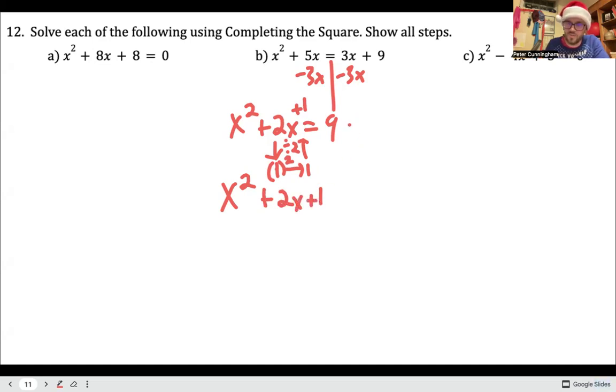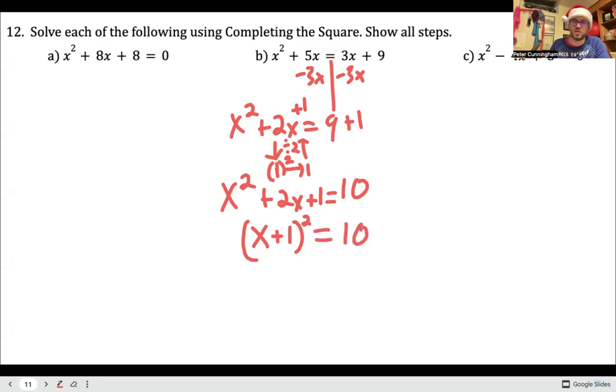This is the thing I forgot to do last time I did this problem. Add 1 to the other side to have 10. Okay, cool. So now we can write this in factored form. x plus 1 squared equals 10. Take the square root.